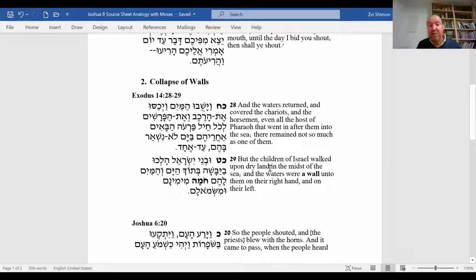We see in both instances we have the issue of walls collapsing, but different walls, with a similar terminology. It's interesting. In Exodus 14:28-29, the waters returned and covered the chariots and the horsemen, even all the host of Pharaoh. They went in after them into the sea. There remained not so much as one of them. But the children of Israel walked upon dry land in the midst of the sea, and the waters were a wall unto them on their right hand and on their left.